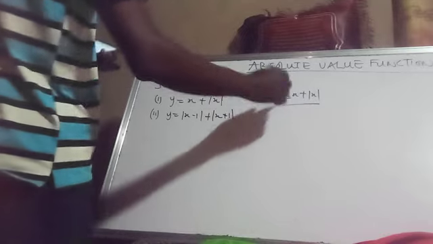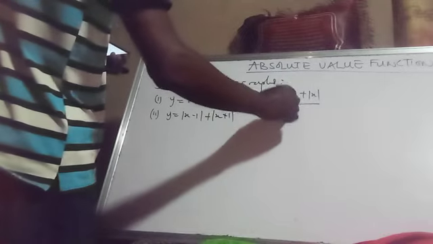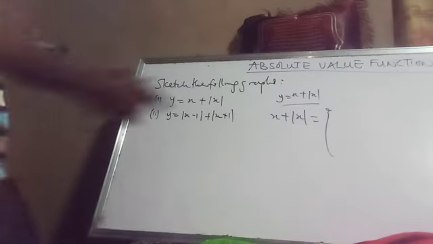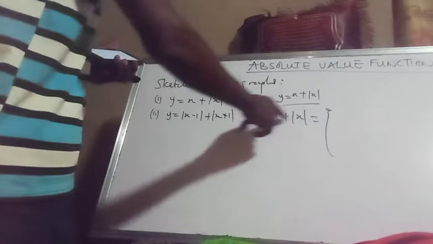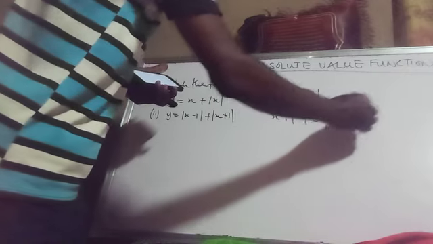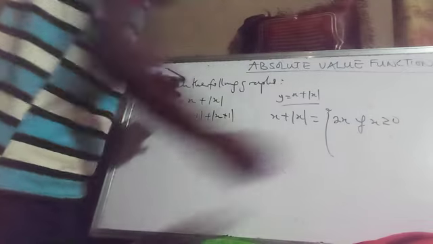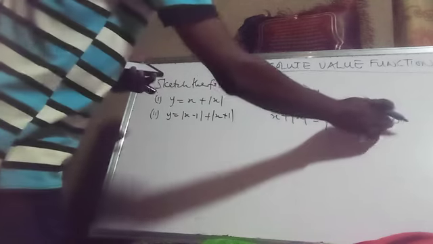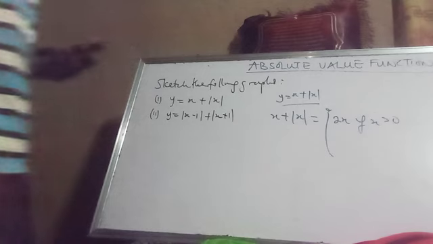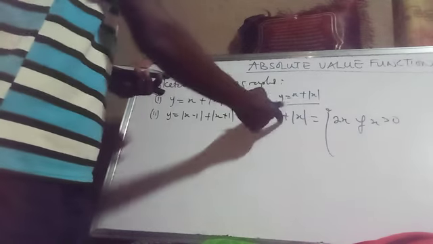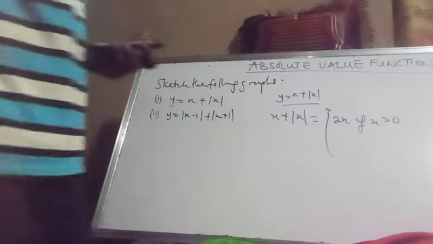Now, we can have x plus absolute value of x. If our x is positive, what are we going to have? x plus x, 2x, if x is greater than or equal to 0, that is, if x is positive. I hope you are getting that. But specifically, let us not put equals to 0 here, because x plus 0 will be x.